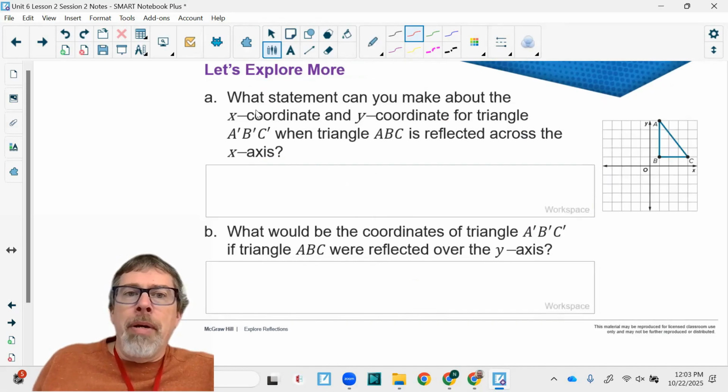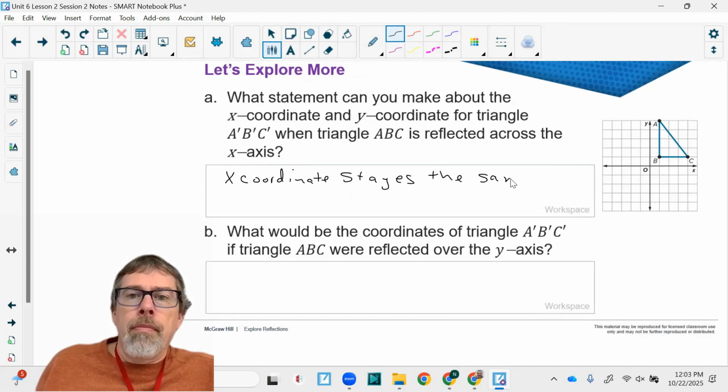What statement can you make about the x coordinate and y coordinate for the triangle A prime, B prime, C prime when triangle ABC is reflected across the x-axis? Okay, what can you say about the x and y coordinate? The x coordinate stays the same. And the y coordinate changes sign.